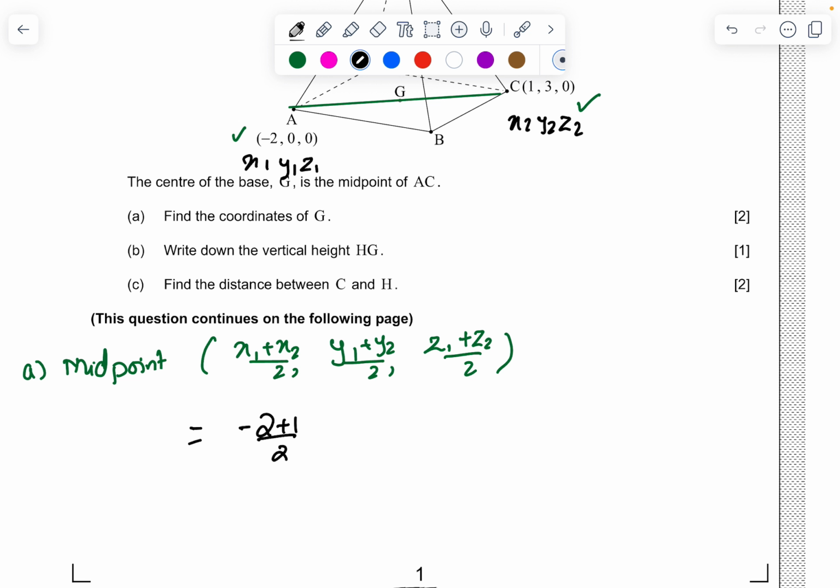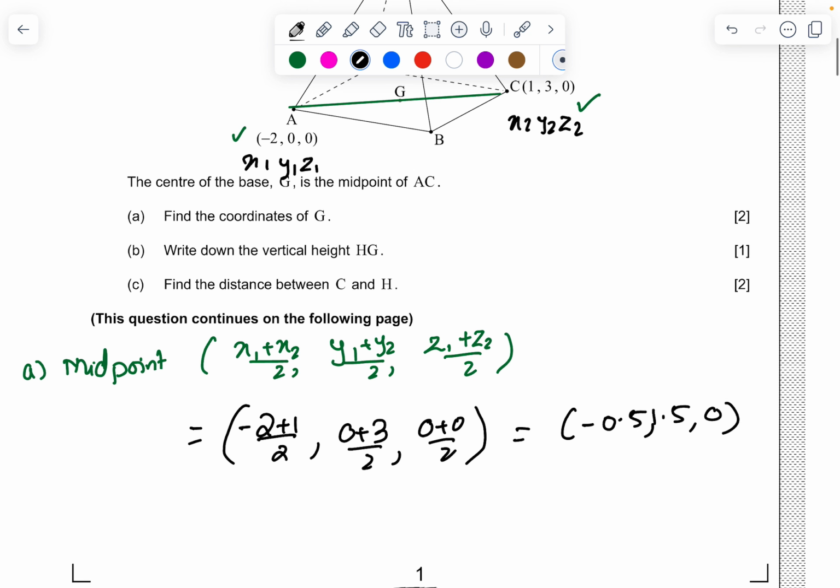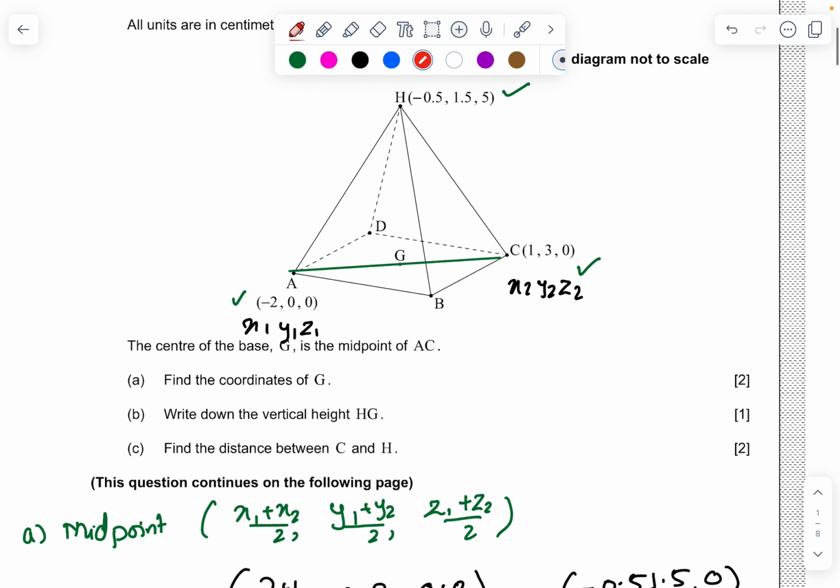Negative 2 plus 1 upon 2 and 0 plus 3 upon 2 and 0 plus 0 upon 2. So which is going to be nothing but how much? Negative 0.5 and 1.5 and 0. Write down the vertical height of HG. Vertical height of HG. So this is going to be the distance formula.